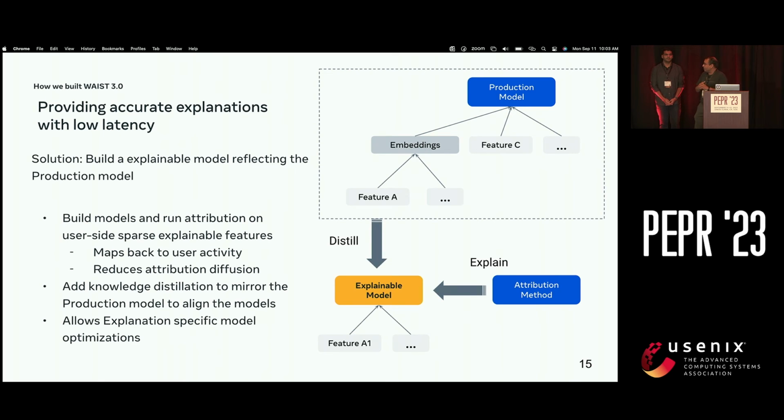So how do you make sure these features and this explainable model actually reflect the production model? We use a technique called knowledge distillation, which is to distill the knowledge from the production model into an explainable model. This is a well-known approach in machine learning. And then we also try to align this explainable model close to the production model. I'll explain some of the metrics we used. And using the separate model also allows us to have very specific optimizations to reduce the latency for this product.